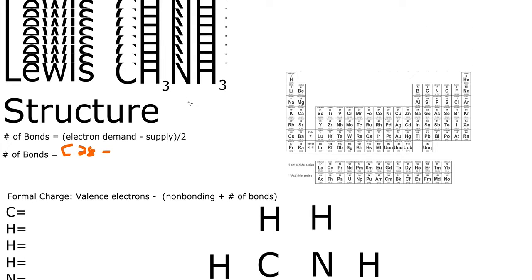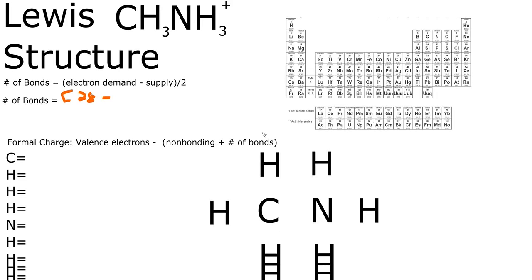Our supply is how many valence electrons each atom can actually contribute. So like hydrogen is in group 1, so it can contribute 1 valence electron. Each of these hydrogens contribute 1. Carbon is found in group 14, so that contributes 4. Nitrogen is found in group 15, so that contributes 5. So if we add that up, it's 4 plus 5 is 9, 10, 11, 12, 13, 14, 15. But we have a plus sign here, so we're going to subtract 1 from our 15, so we'll have 14.